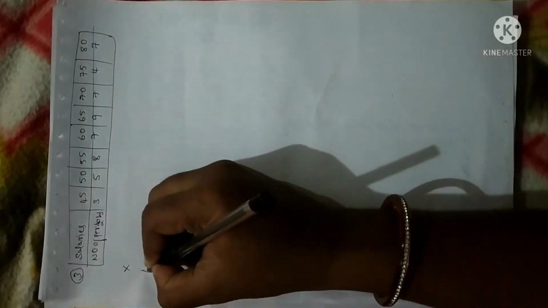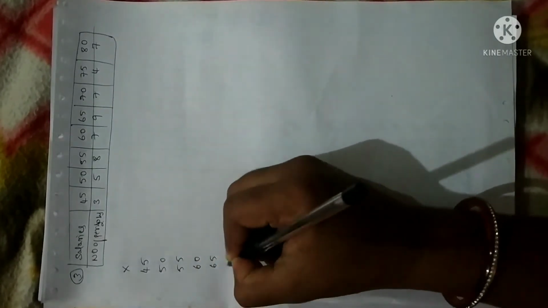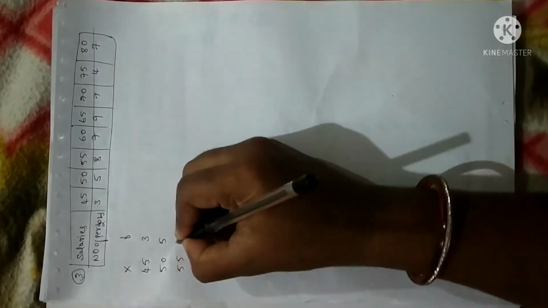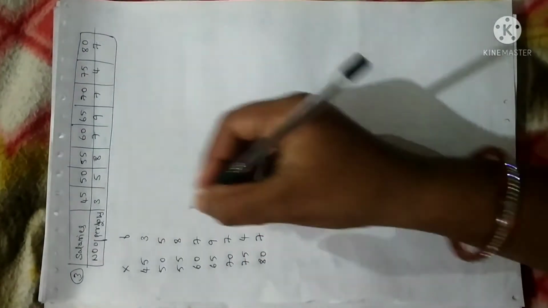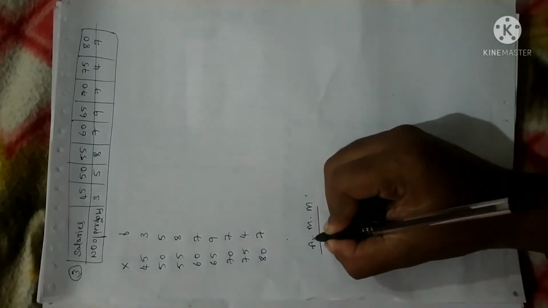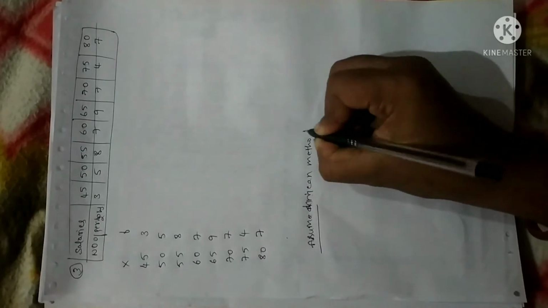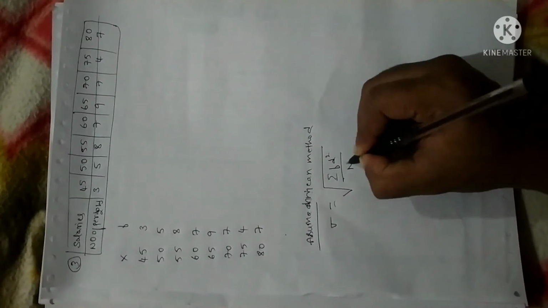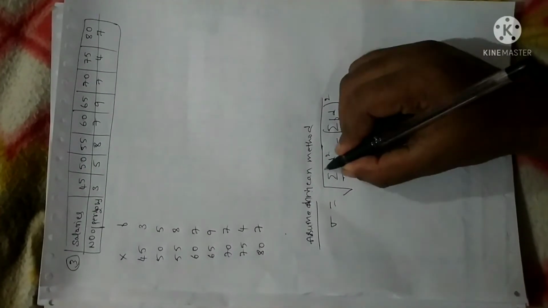Salaries should be taken as X values, that is 45, 50, 55, 60, 65, 70, 75, 80. Next let me write down the frequencies: 3, 5, 8, 7, 9, again 7, 4, 7. Right? So I am going to use the assumed mean method only. So what is the formula for the assumed mean method? Sigma is equal to the square root of sigma FD square divided by N minus summation FD divided by N, the whole square. Fine, the square root you have to put for the whole.